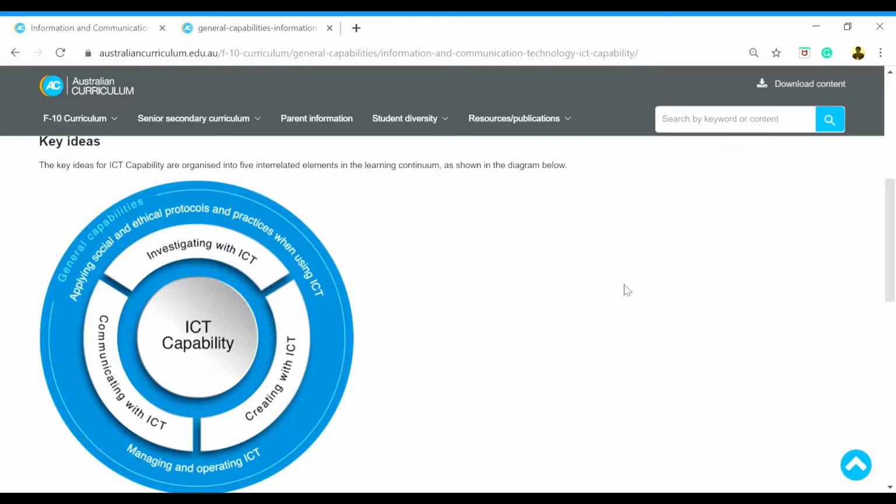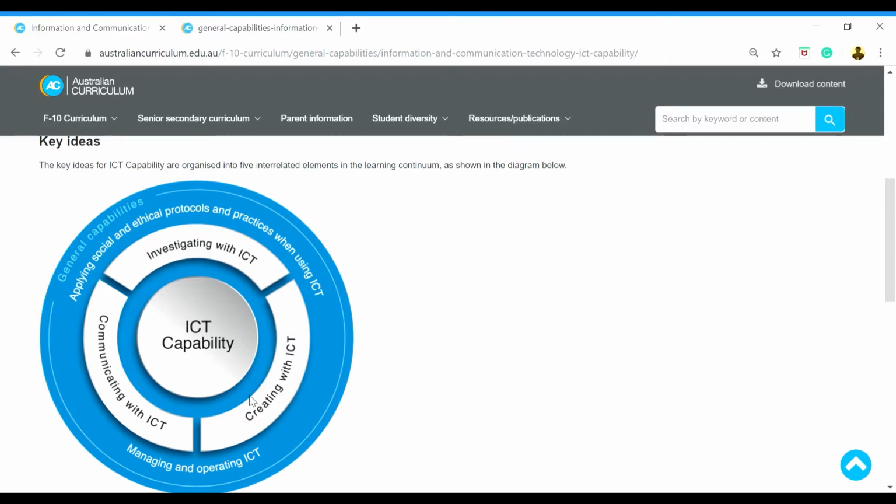Let's have a quick overview of the ICT general capability and then a quick look at what parts we are meeting in this task. So the ICT capability is made up of multiple parts. We have the fillings, which is investigating, creating and communicating, and we have the outer elements, which is applying social and ethical protocols and practices and managing and operating ICT.